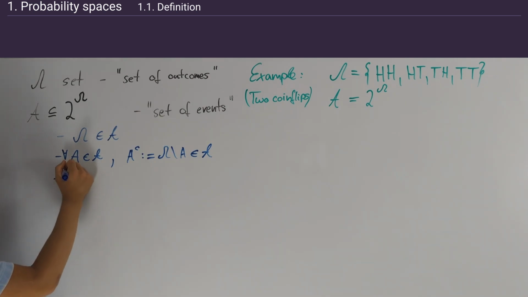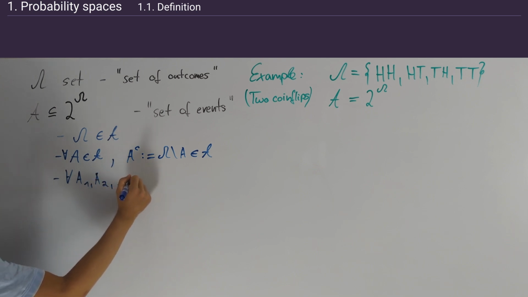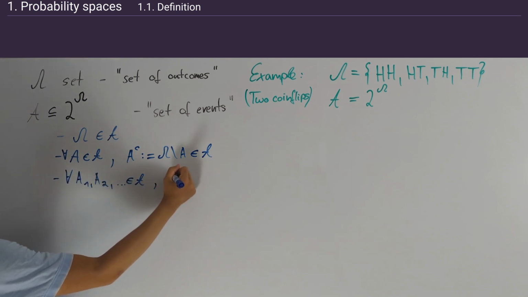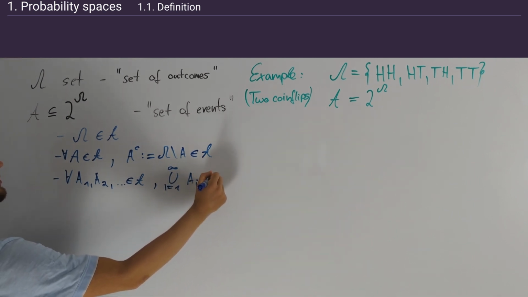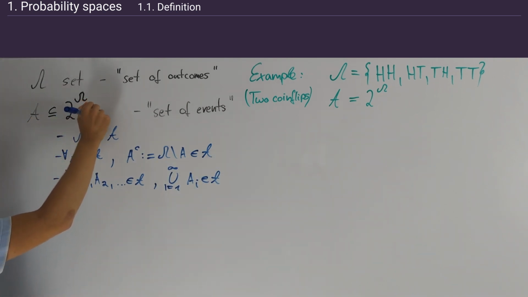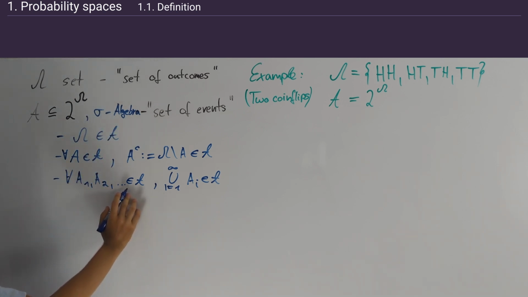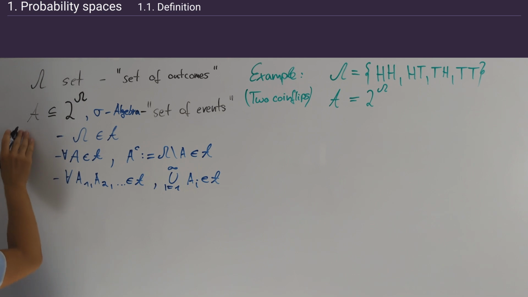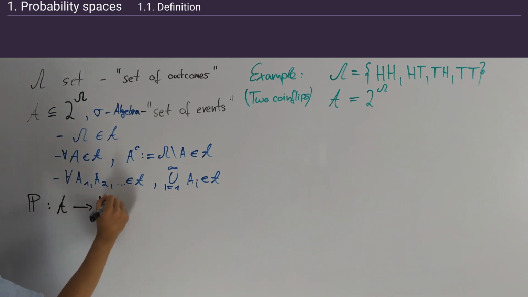We also want to be able to combine events, which means that for A1, A2, and so on, elements of A, we want that their union, namely the union of i going from 1 to infinity of A_i, is also an element of A. We call a subset of 2 to the omega with these properties a sigma algebra, where the sigma in this context stands for infinity, referring to the fact that we require countable unions of elements of A to again lie in A. On this structure-rich set A, we can now define a probability distribution P, which is a function mapping all elements of A to a number between 0 and 1.